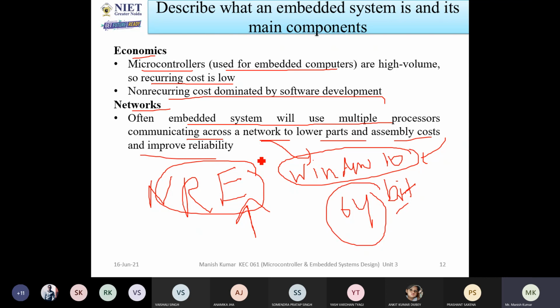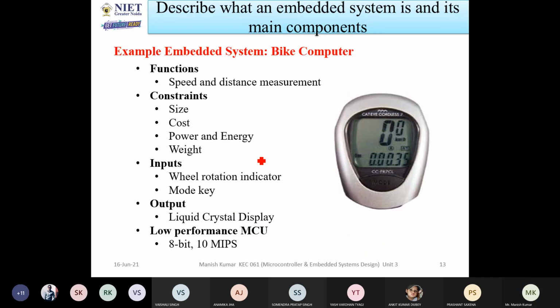Let us consider some systems are there, some machines are there. That machine is generating some data, and that data will be sent to the other machines. So how can you do that? With the help of network. And also, if your network is reliable, then it will take less cost, since there are no humans involved in between. That's right. Now we'll talk about the examples of embedded systems.